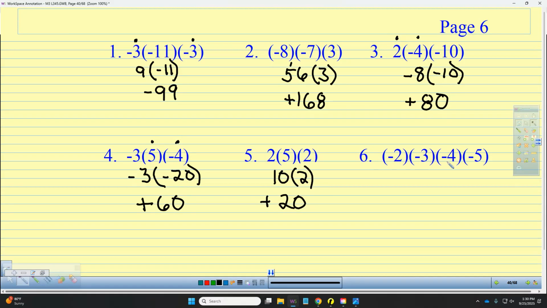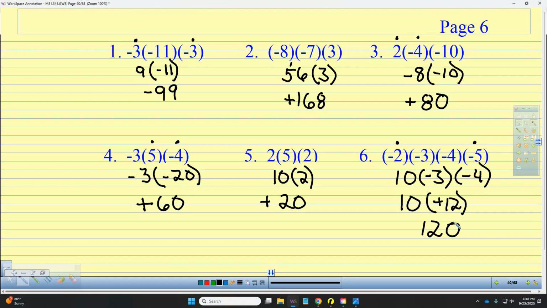Number 6, some different options here. I'm going to go and do negative 2 times negative 5. That's a positive 10. And then bring down the negative 3 and the negative 4. Negative 3 times negative 4. I want to keep that 10 because those are easy to multiply by. That's going to give me a positive 12. 10 times 12 is 120. And that's a positive.